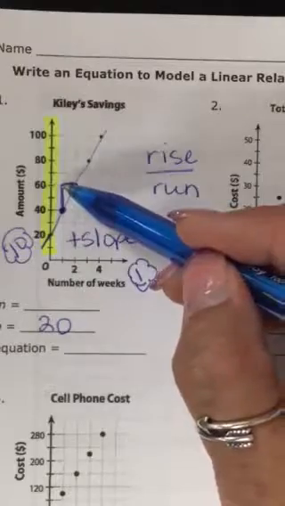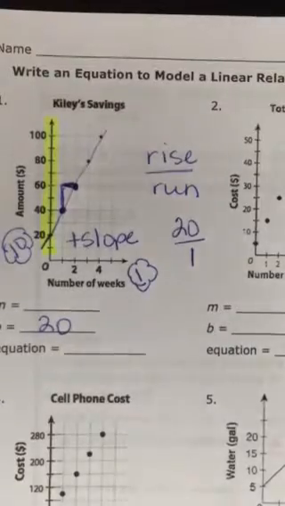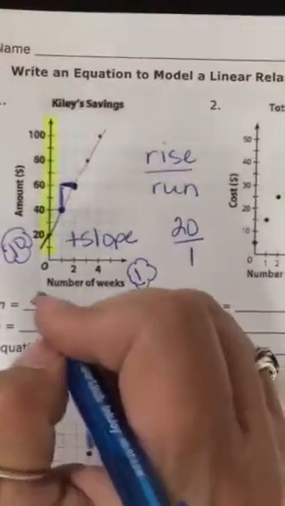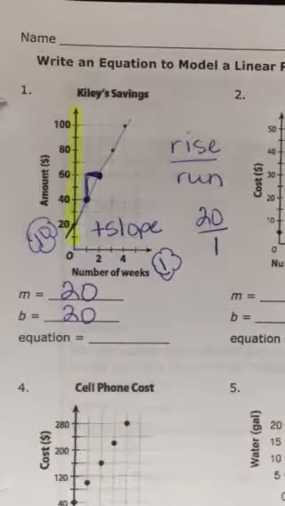Now I'm going to run, and I'm going to run one time, and 1 times 1 is 1. So I have 20 over 1. 20 over 1 is just 20. So my slope, or my m, is 20.